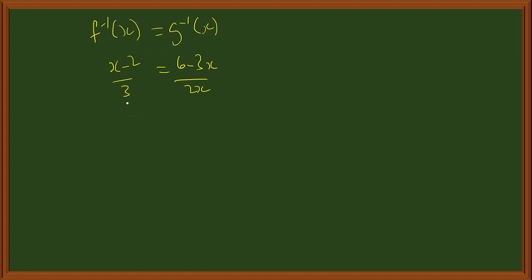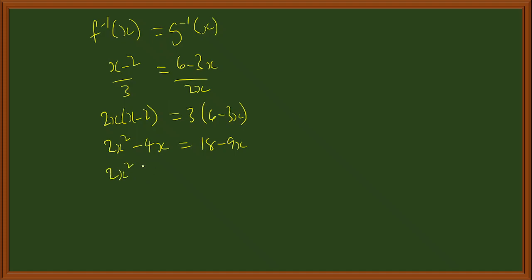Now you multiply 3 to the right hand side and 2x to the left hand side, so that you have 2x here. x minus 2 goes to 3, 6 minus 3x. You will then have 2x squared minus 4x is equal to 18 minus 9x. So taking all the terms to the left hand side, you end up with 2x squared plus 5x minus 18. You can pause the video and check on that.